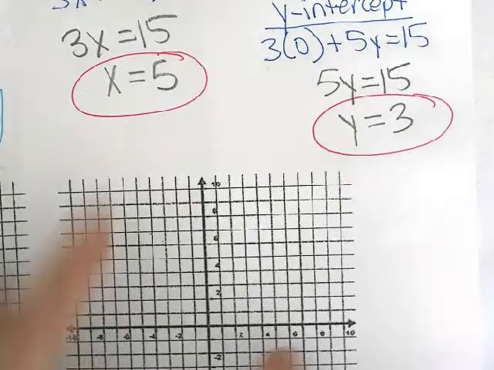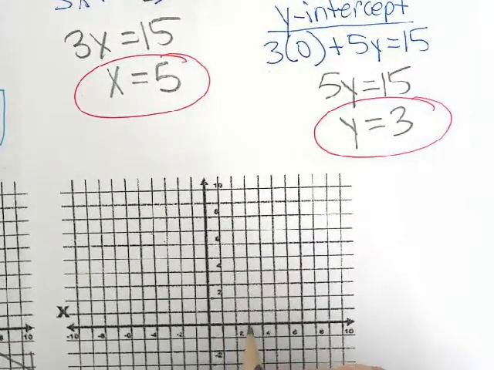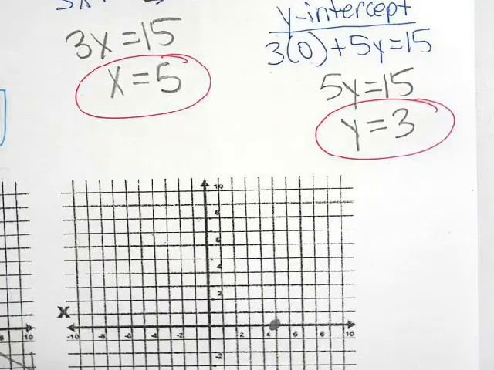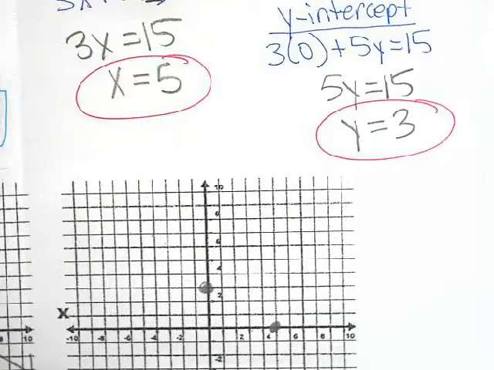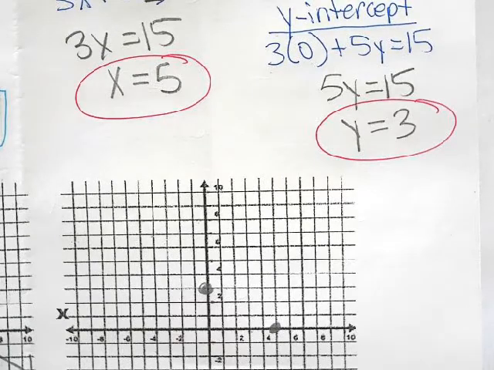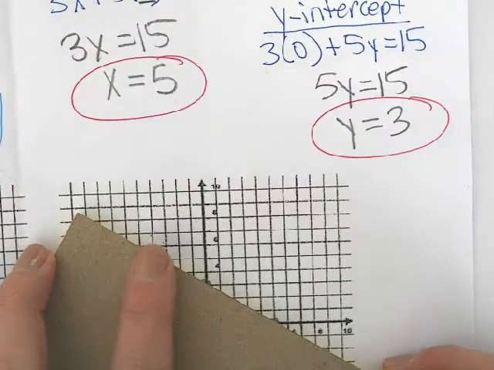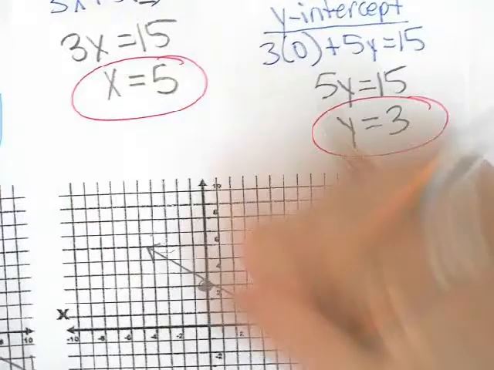So my x equals 5, that means on the x-axis I plot 5. 1, 2, 3, 4, 5. On my x-axis I plot 5. And on my y-axis I plot 3. Again, I plot my 2 intercepts, my x-intercept and my y-intercept. And then once I have my 2 points, I use some sort of straight edge. I draw a line through the 2 points. My line's off just a little bit on this one.